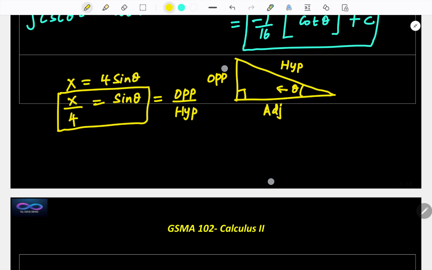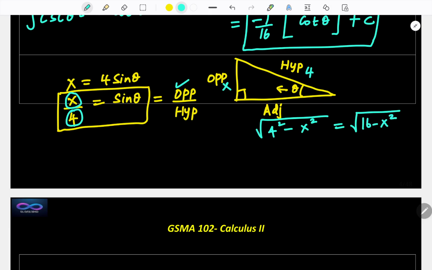Now, sine theta is what? x by 4. So the opposite side is x, and the hypotenuse is what? 4. So this is x and this is 4. And how do you calculate the adjacent side? Using the Pythagoras theorem: hypotenuse square, 4 square, minus x square. So this equals the square root of 16 minus x square.